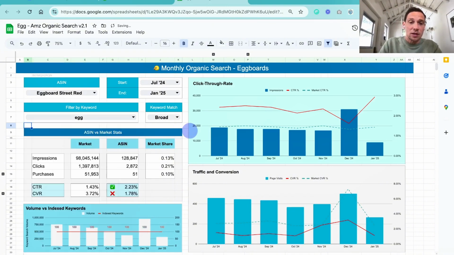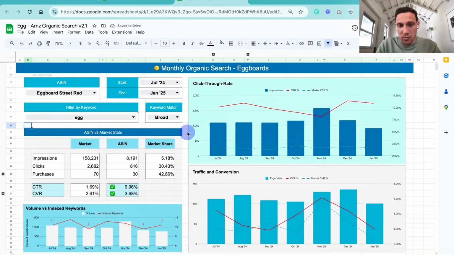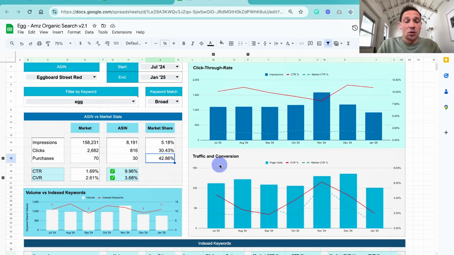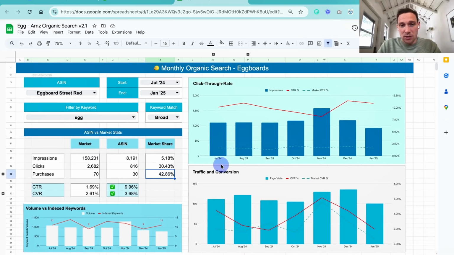So any keyword that includes egg, which for a skateboard is most likely me. How am I doing in that regard? Well, I own almost 50% of the market, which means that maybe I could do better because there are copycats on Amazon with my product. There always are. But maybe I could aim to have like 60% of the market if I do something better.